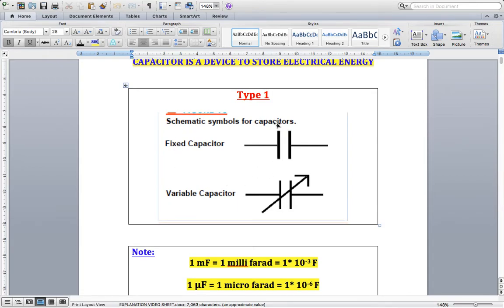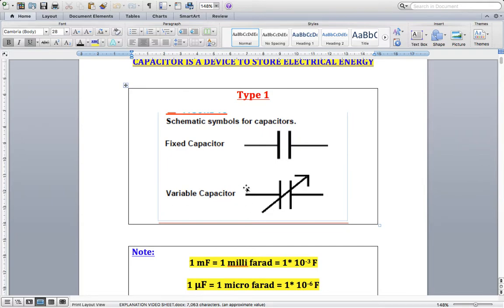In general we have two types of capacitor. The first one is called a fixed capacitor and the second one is called a variable capacitor. Fixed means it will have a constant value of capacitance, like 10 millifarad, 20 millifarad, 30 millifarad. The value will be constant. Its symbol is like this with two plates. The one on the left side is the positive plate, the one on the right side is the negative plate.